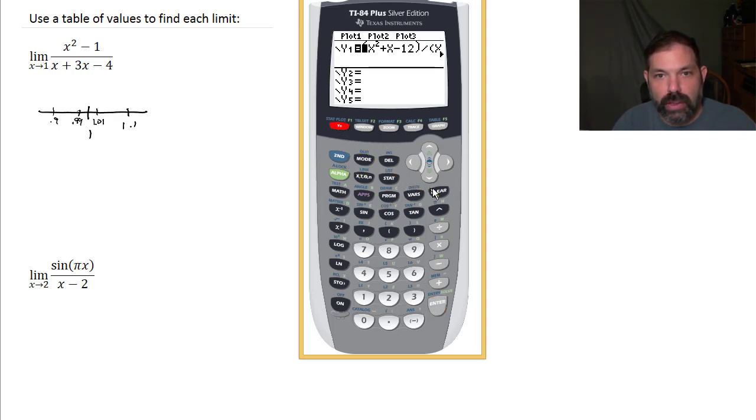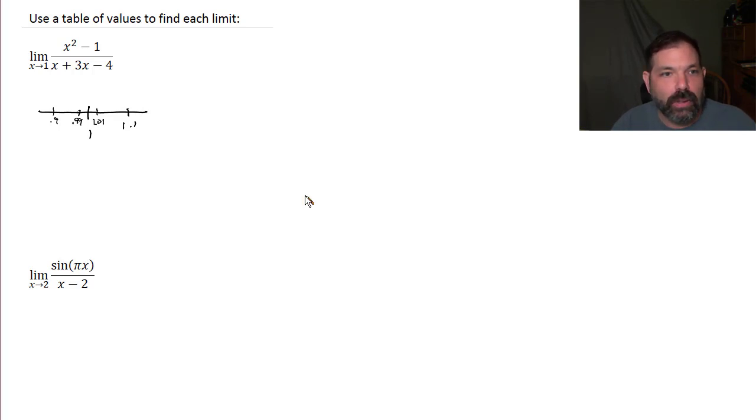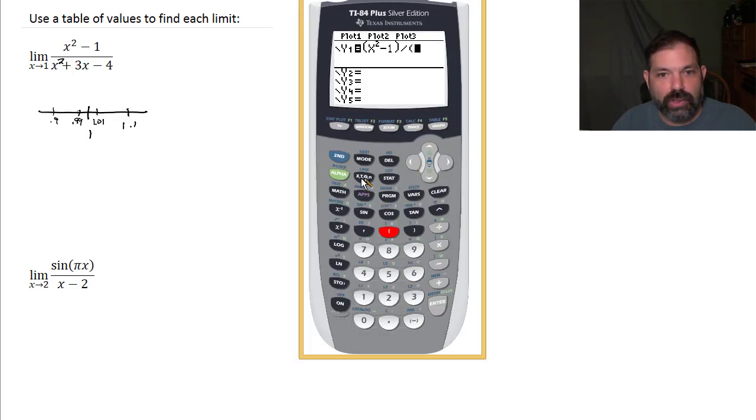Y equals screen. Clear that off. The numerator is x squared minus 1. The denominator is, that should be an x squared. That numerator should be an x squared. Sorry about that. Alright, so that should have been an x squared. Pause now and try this one again on your own. Alright, so x squared plus 3x minus 4.